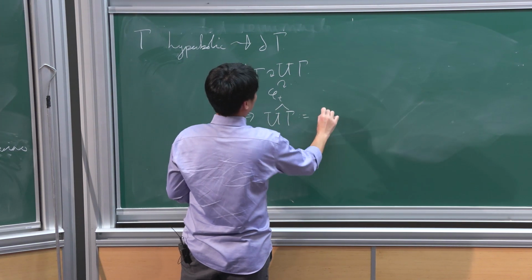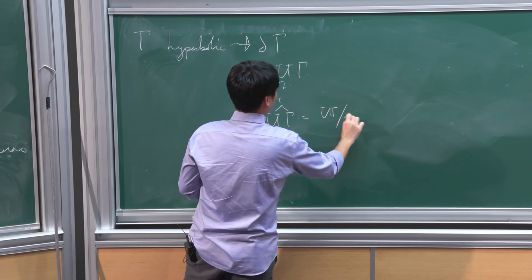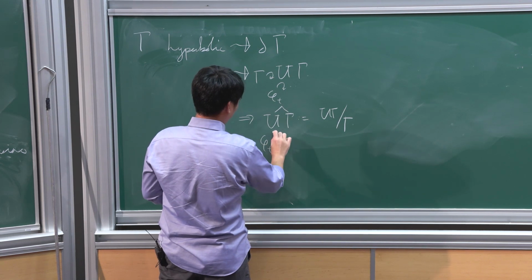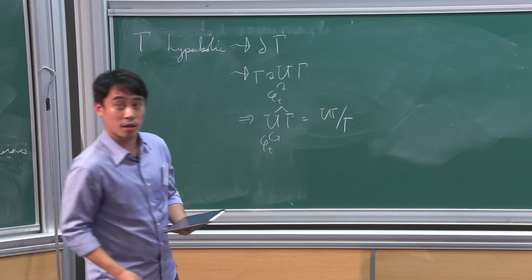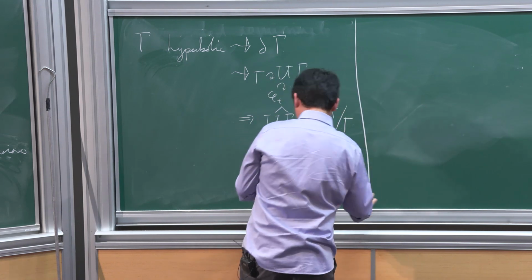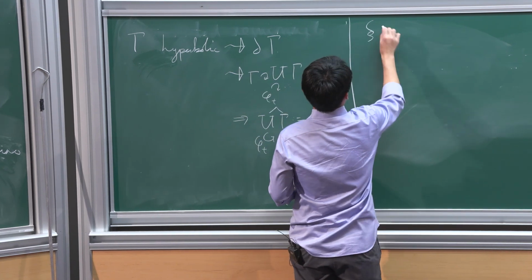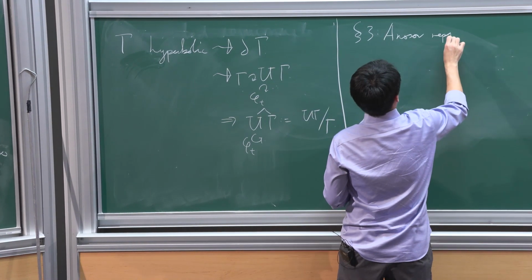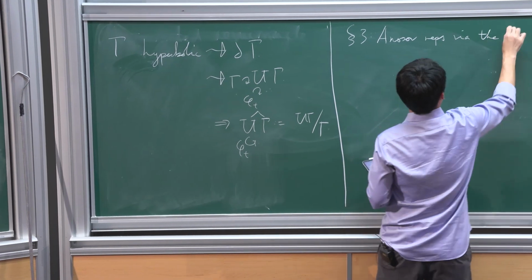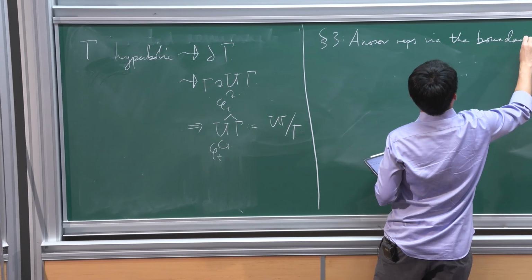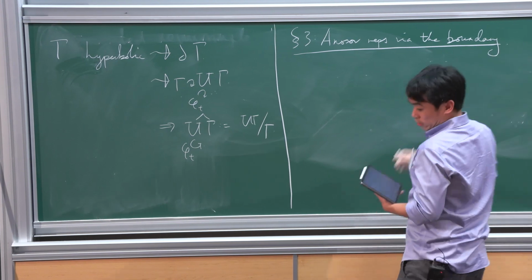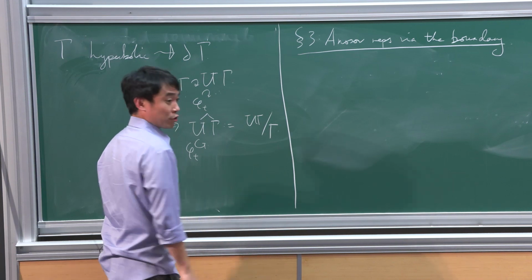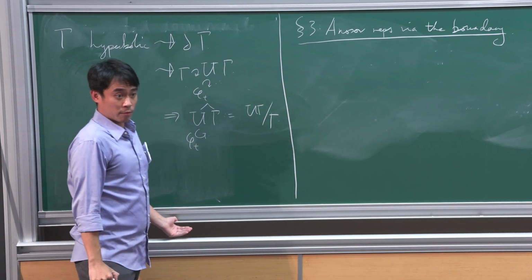gamma hat, which is U gamma quotiented out by gamma, and the flow commutes with the gamma action, so it descends to a flow here. So this was what we talked about last time. Now we can finally get to our definition of Anosov representations. This is via the boundary. I'm going to first give basically Labourie's original definition of what is an Anosov representation.